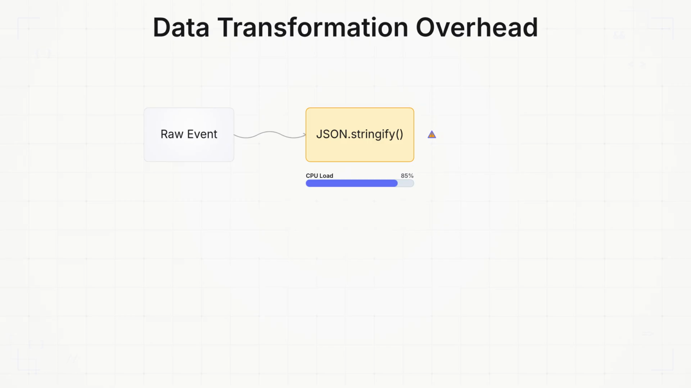The first major overhead source is data transformation. Software doesn't just send a raw memory address to a monitoring server. It has to serialize it. This usually means converting structured data into JSON or protobuf formats. This process is surprisingly expensive. It involves string allocations, memory copies, and heavy traversal of object trees.